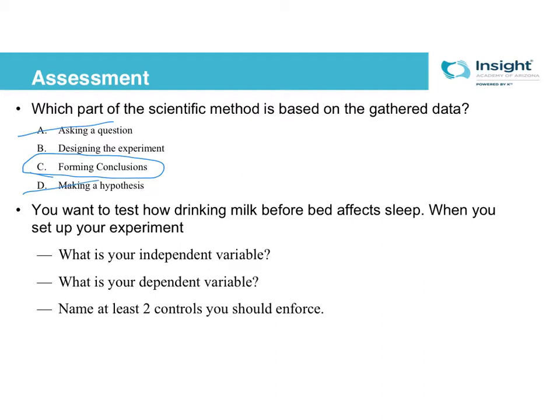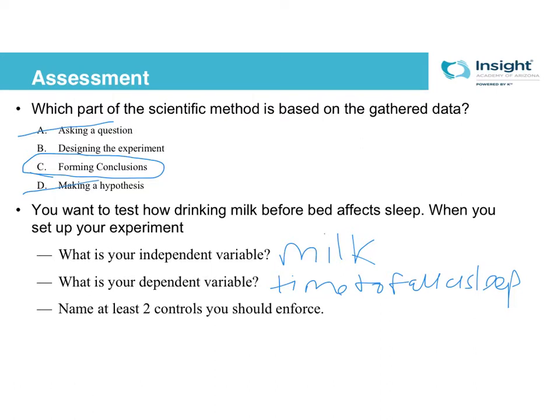All right, so for the next one, you want to test how drinking milk before bed affects sleep when you set up your experiment. So what do you have control over? The milk or the sleep? Hopefully you were saying milk. Whether or not you have milk is going to be your independent variable. Your dependent variable, what you're going to measure, is something like maybe the time to fall asleep, or how easily you fall asleep, something like that.